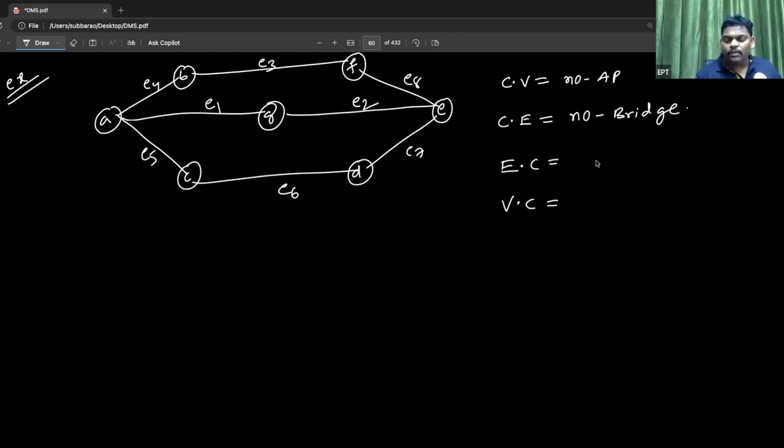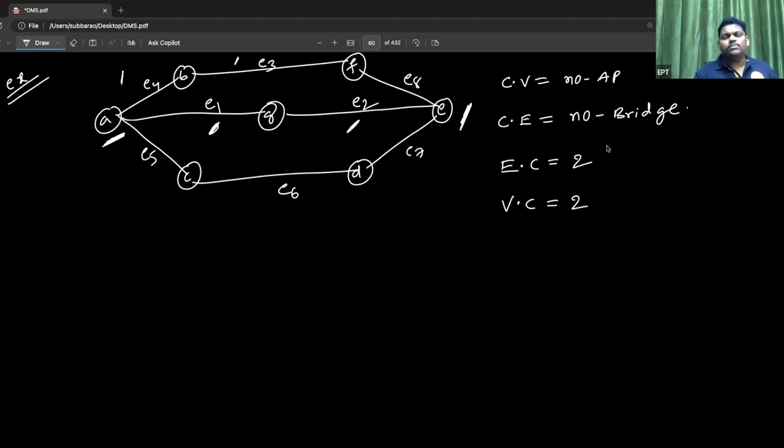Can you help me now? What is the edge connectivity number? It is the minimum number of edges we have to delete so that the graph becomes disconnected, or the minimum number of vertices so that the graph becomes disconnected. If you delete A and E, the graph becomes disconnected. Vertex connectivity number is 2; 1 is not possible. For edge connectivity, if you delete these two edges, the graph becomes disconnected.